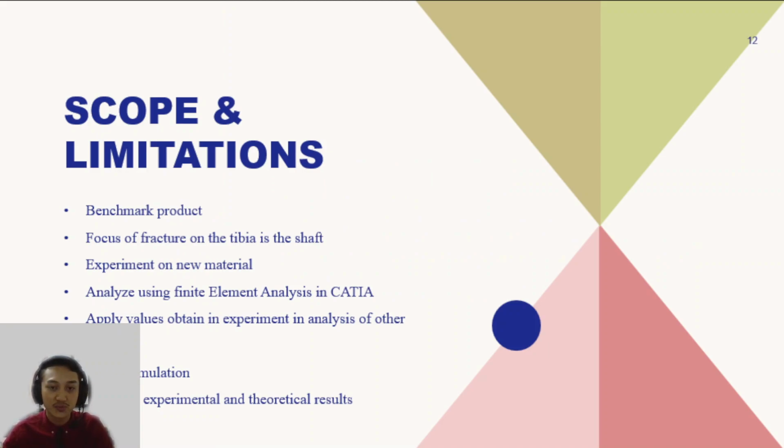What is the scope and limitation for this project? We benchmark a product, and we will improvise it with other specifications from other designs. And we will focus on fracture of the tibia shaft, or what we call the shin. And we will experiment on a new material. The results of the experiment will then be used for the simulation in the finite element analysis on other materials. Therefore, the results of the simulation will be compared with the experimental. The simulation we will conduct is a linear simulation.